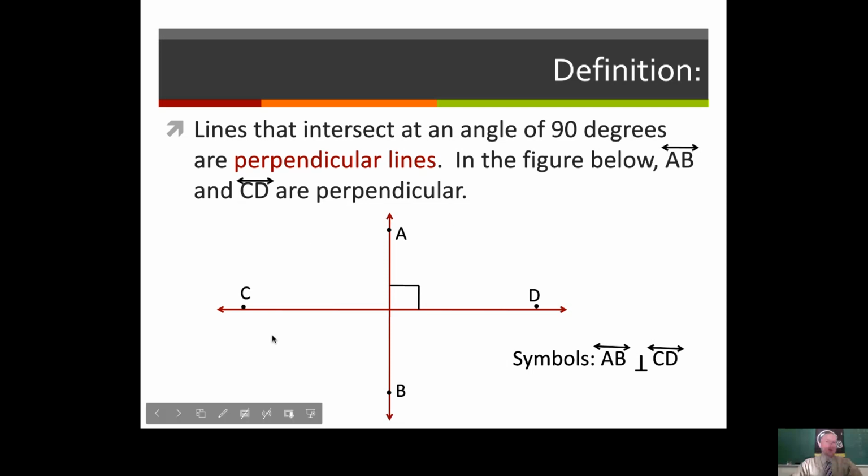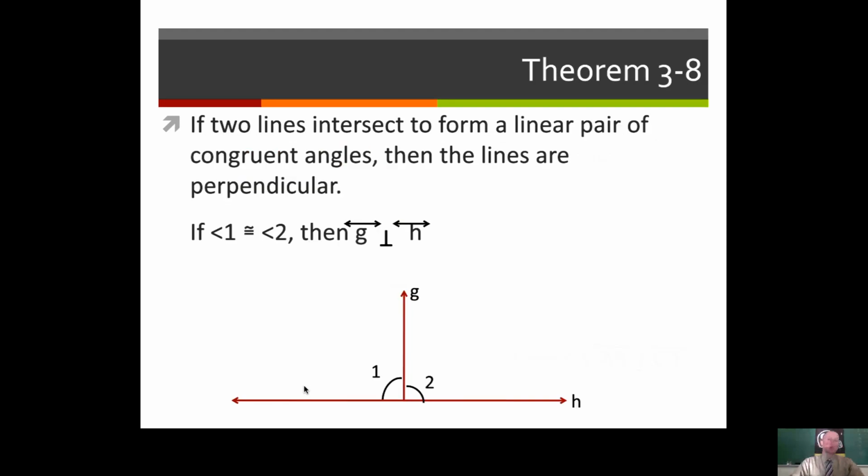So these two lines intersect, and they intersect at a certain angle. That angle is 90 degrees. Now, there's a symbol for this. It's an upside down T. So when you see two lines with that upside down T in between them, that means the two lines are perpendicular. Now that we know that, we can look at some theorems that use that term perpendicular.